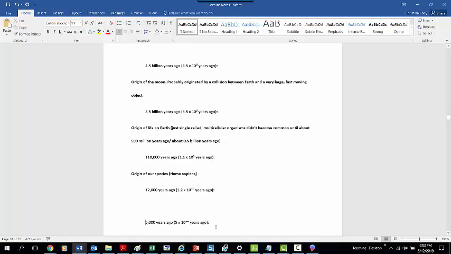So 1.2 times 10 to the 4, in other words, about 12,000 years ago. This is the end of the most recent glaciations.